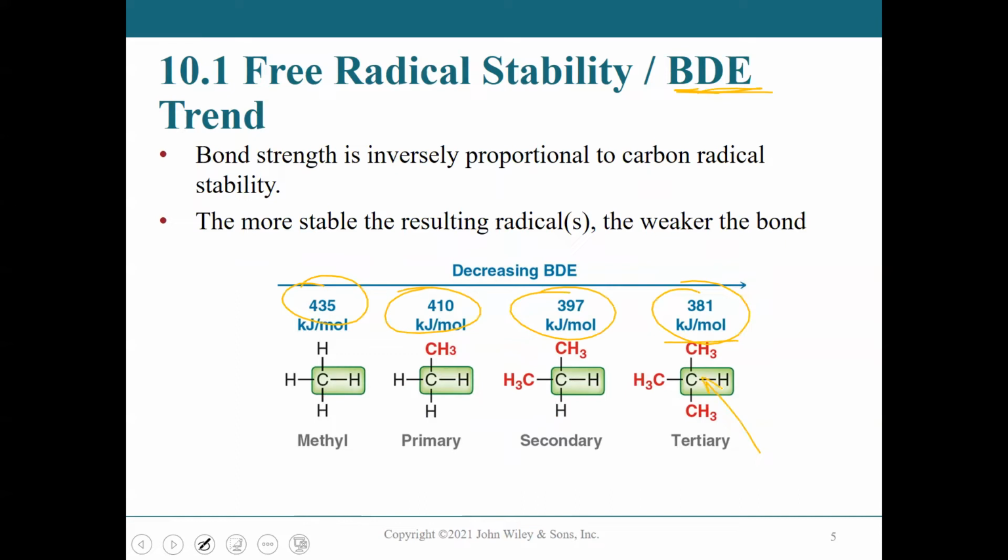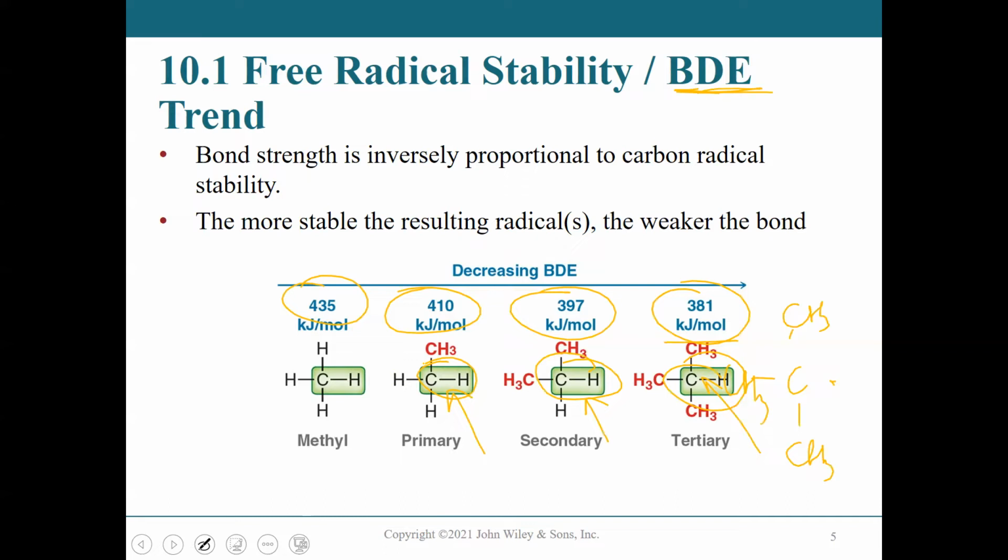Why? Because breaking it, you generate a tertiary radical. Tertiary radicals are somewhat stable. So that's why this CH is easier to break. If you break this CH right here, you generate a secondary radical. If you break this CH right here, you are forming a primary radical. So these bond dissociation energies really reflect which hydrogen is easier to break.